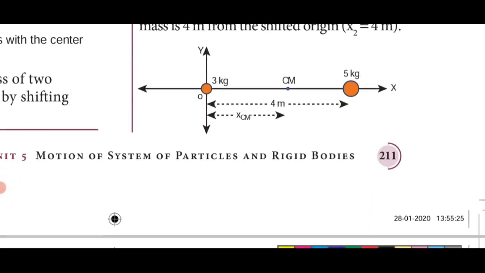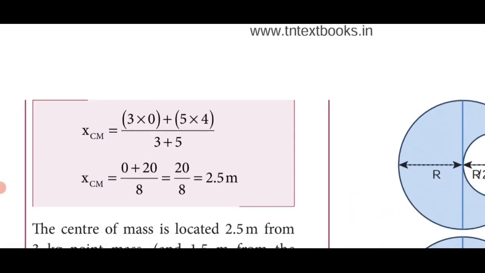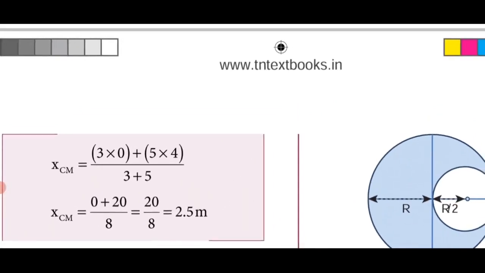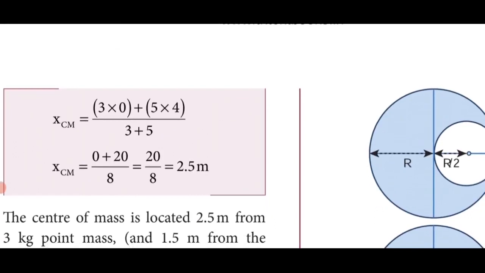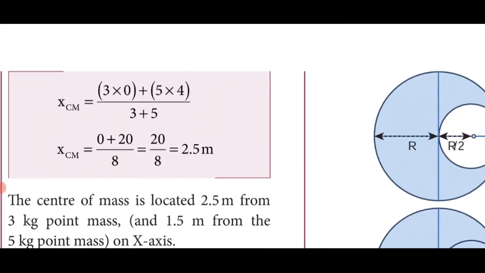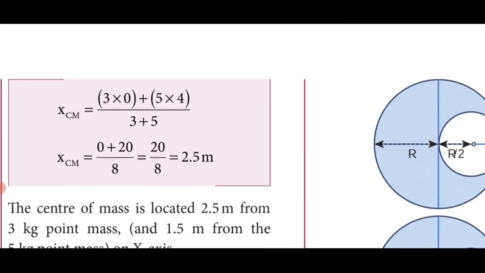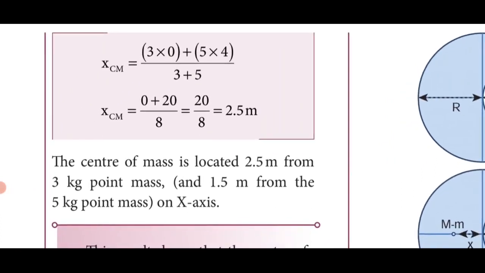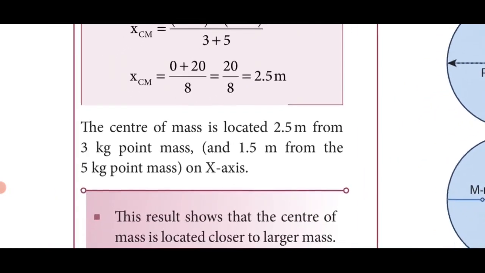So in this case, the one value we have taken, that is x1, we will take as a 0 value. So 3 into 0 plus the remaining values as such, the same. Anything into 0 is obviously 0, plus what is 5 into 4, that is 20 by 8. So 20 by 8 is nothing but 2.5 meter. So from the 3 kg point mass and 1 point from the 5 kg point mass.